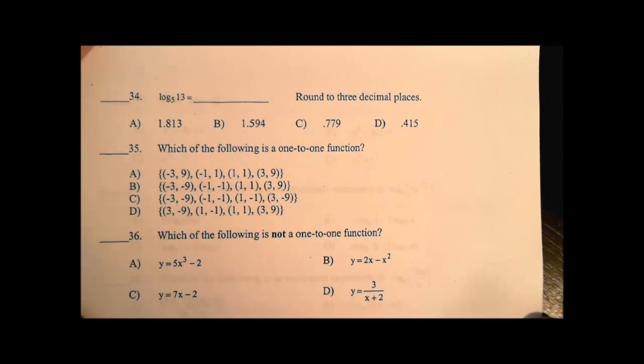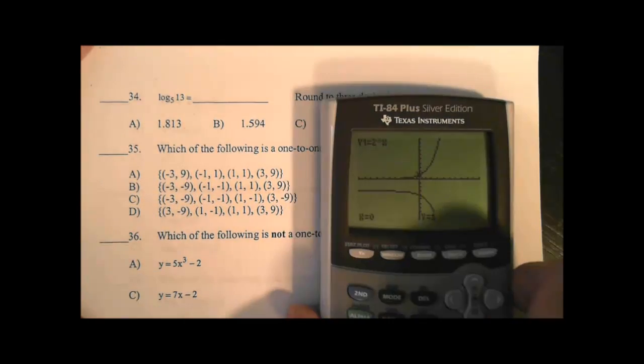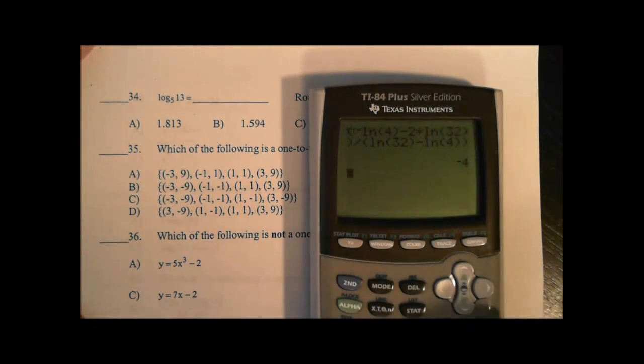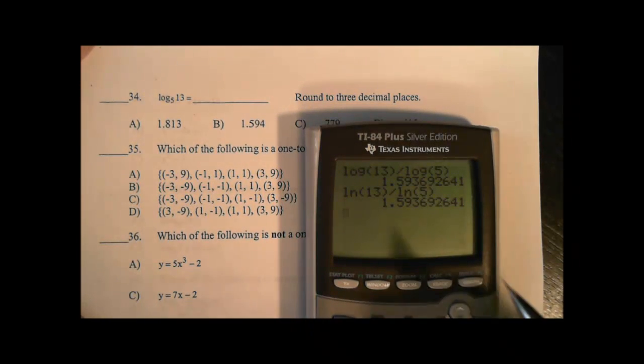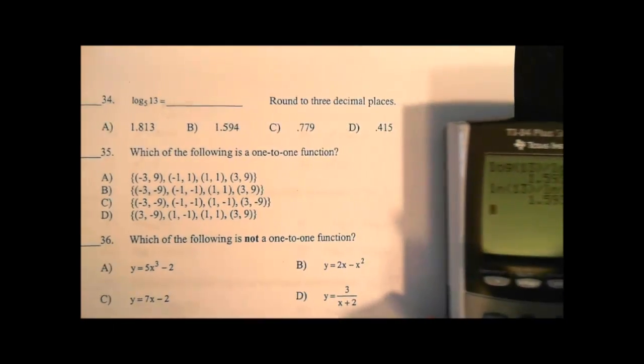All right, log base 5 of 13. No easy way to do this other than the change of base formula. So we could do log of 13 divided by log of 5, or we could do natural log of 13 divided by natural log of 5. 1.593, etc. To 3 decimal places, the nearest thousandth would be 1.594 in either case.